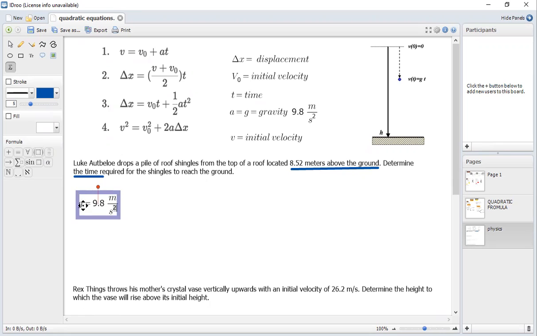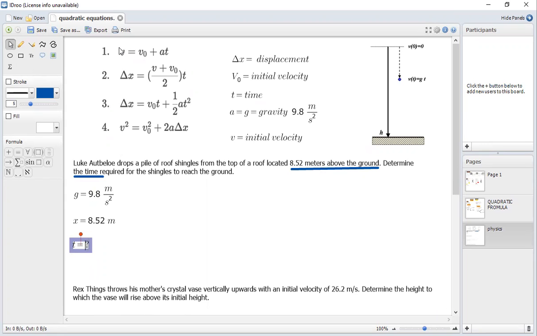Okay. Now, the other value that we have here is the distance. We represent it with the letter X. Look, X is equal to what? 8.52 meters. Then we need to look for time, right? Which is our missing value. Okay, we have gravity, we have distance, and the missing time.